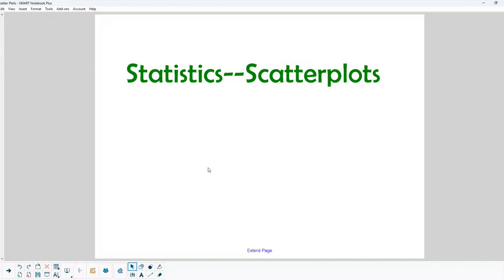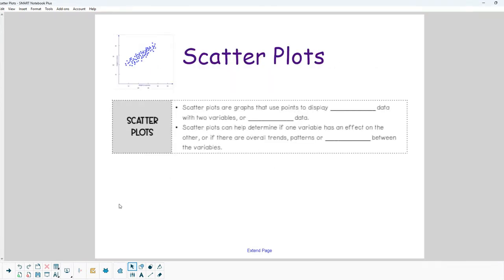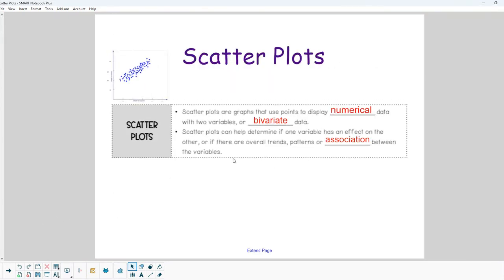Our new unit on statistics. And this first particular lesson is on a special graph called the scatter plot. So what is a scatter plot? Well, scatter plots are graphs that use plot points to display numerical data with two variables. Sometimes they call that bivariate, which is just a fancy way of saying two different variables.